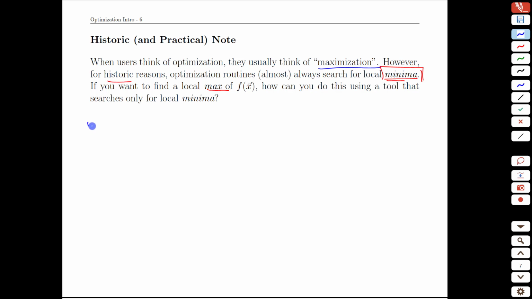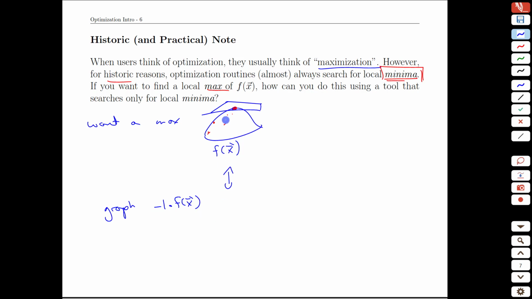Well, the nice thing is, if we want a max, and think of this as some kind of function here, there's a critical point at the top, we're doing our blind hill climbing. I'd like to be able to work my way up to the top there, if that's my function of x. Well, a minimization routine is not going to head towards the top, it's going to head down towards the bottom. However, if we graph -1 times f of x, what that does is take all the peaks and turn them into valleys. We'd have the same basic shape, just flipped upside down.